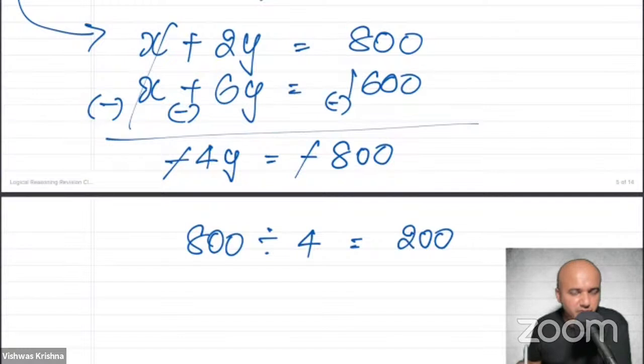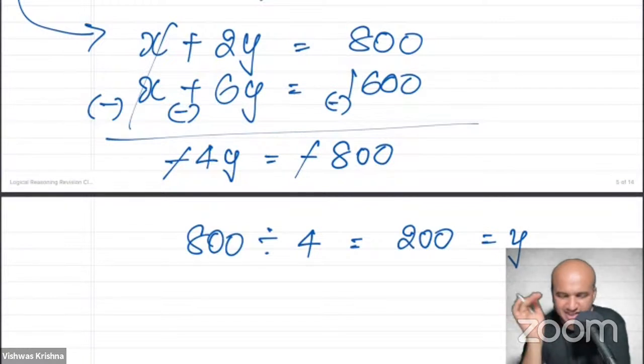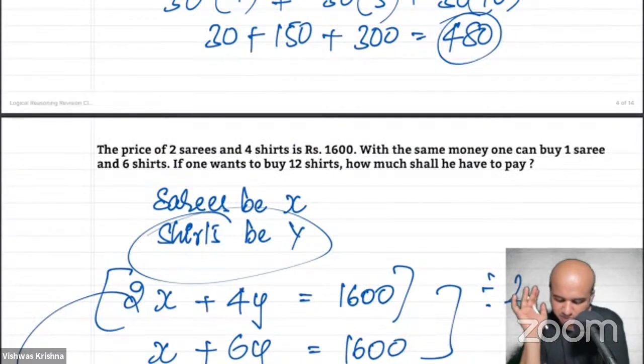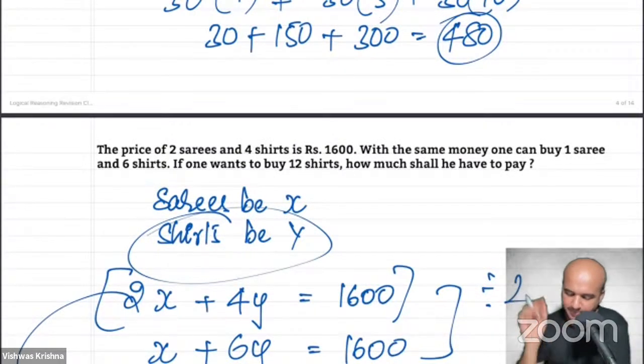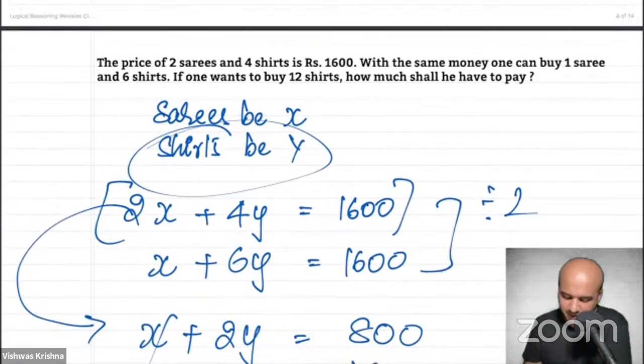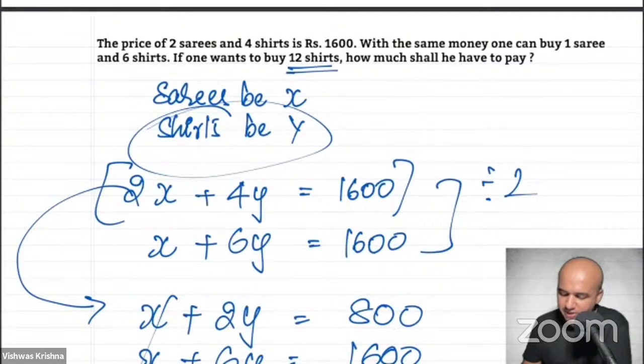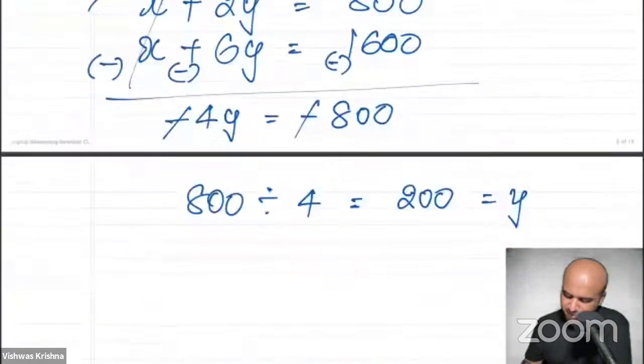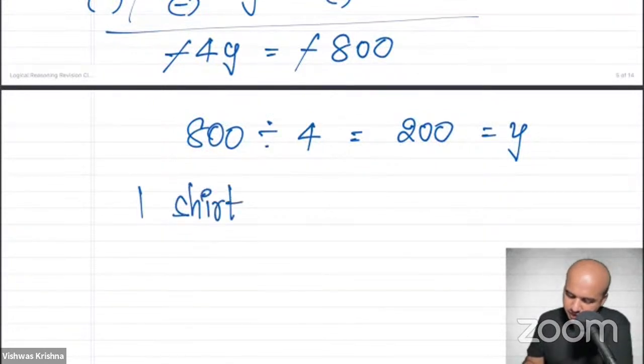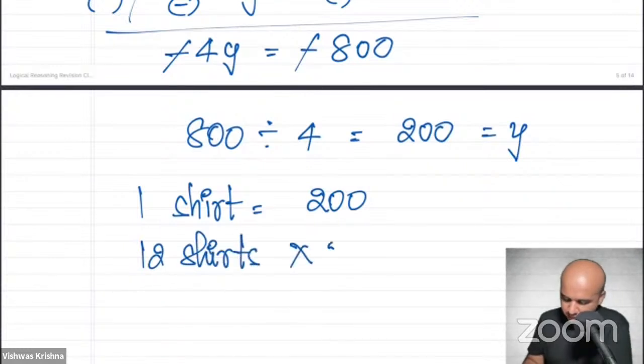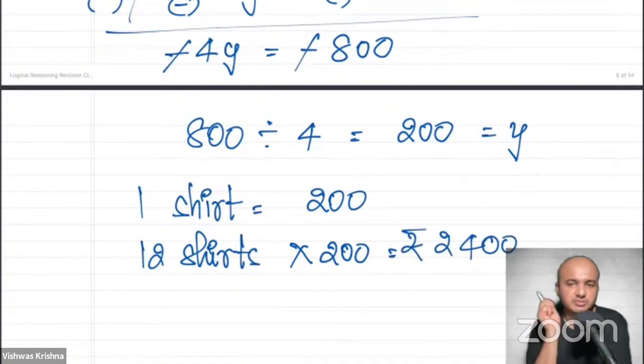That's all. So what is it that we found out? We found out what y is. I hope you have understood the equation here. If you have understood how we solve the equation, then fine. Otherwise, please do ask. Now, what is this y? Y is nothing but the shirts, or rather the cost of the shirt. Now, they say if one wants to buy 12 shirts, how much shall he have to pay? That is very simple. If one shirt costs you 200 rupees, 12 shirts will cost you 200 into 12, which will be 2400 rupees. That's it.